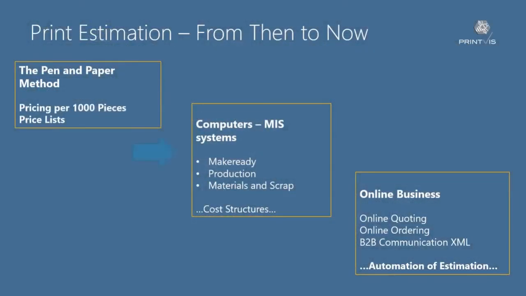Many years ago, the calculation of print was simply done with pen and paper, and to make it easy on the estimator, who was often a business owner or a manager, quotes were often given in prices per 1,000 or price lists. Later, spreadsheets helped simplify and organize complex calculations, and eventually computers and MIS systems emerged and became affordable. These days, online business is thriving, and this makes it really important for us to be able to automate our estimates.